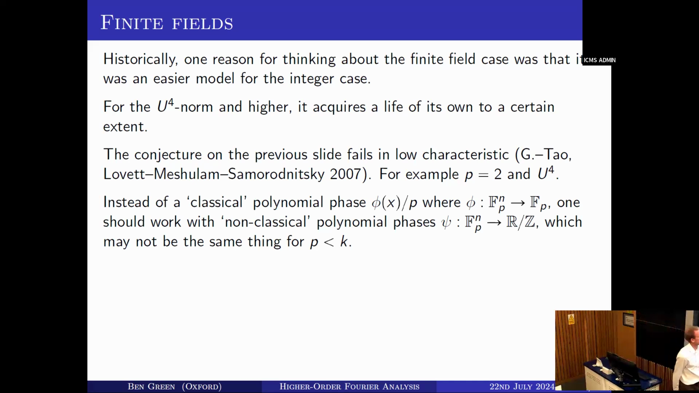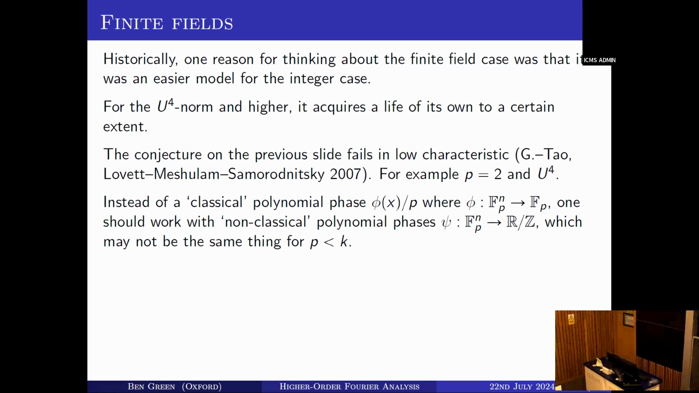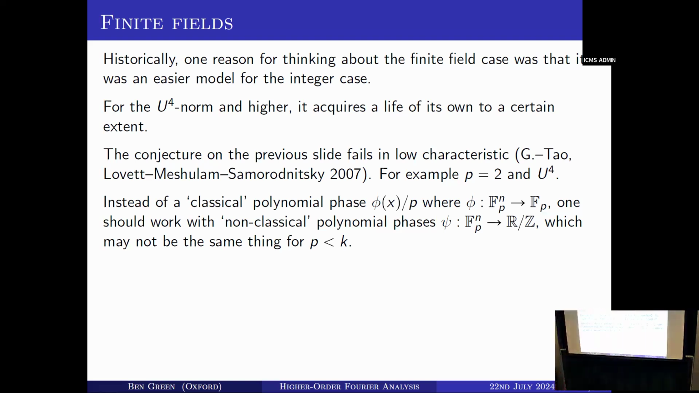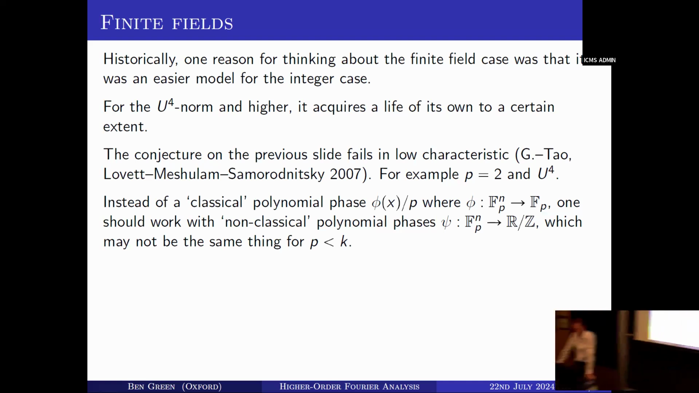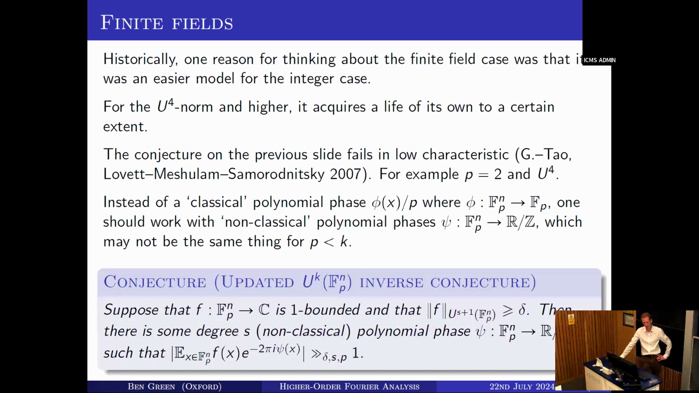So you shouldn't be considering what we call a classical polynomial phase, coming from a polynomial map from F_p^n to F_p. You really need to be working with phases that can take any values in R mod Z. They're the same thing in higher characteristic, or equivalent, but they might not be the same thing in low characteristic. So that's the sense in which the conjecture fails.